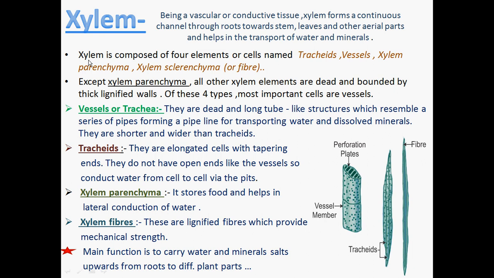Now students, xylem is composed of four elements or cells named tracheids, vessels, xylem parenchyma, and xylem sclerenchyma or fiber.